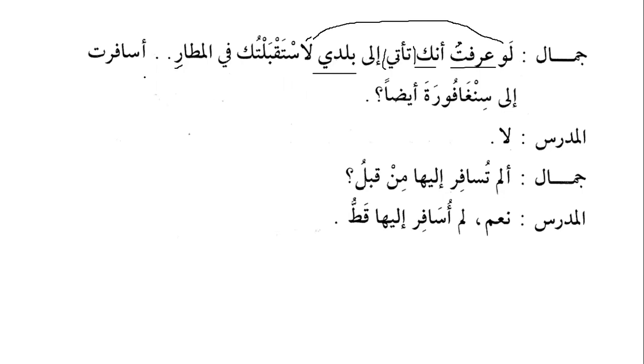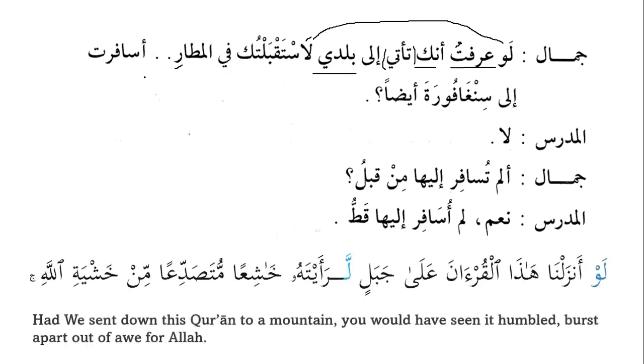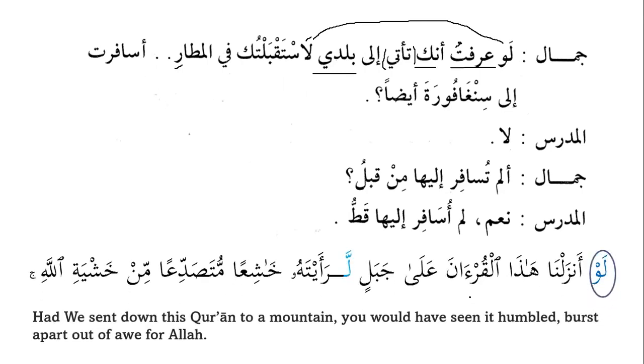Now, for this, we can have an example from the Quran. لو, as we can see here, it is used to introduce a condition. لو أنزلنا هذا القرآن على جبل. And after that, as we know, we have to use لا after that. So we can see over here, لرأيته خاشعا متصدعا من خشية الله. Had we sent down this Quran to a mountain, you would have seen it humbled, burst apart out of awe for Allah.